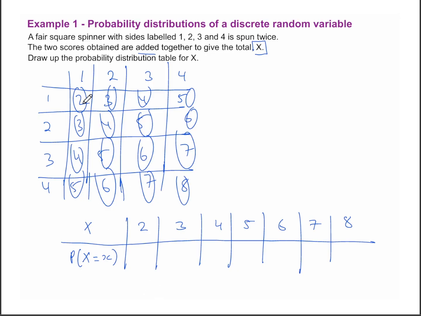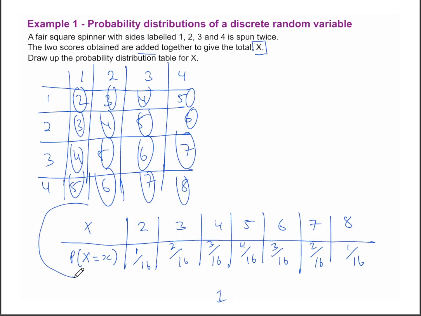From that, 1 out of those 16 is a 2. 2 out of those 16 is a 3. 3 out of those 16 is a 4. 4 out of those 16 is a 5. 3 out of those 16 is a 6. 2 out of those 16 is a 7. And 1 out of those 16 is an 8. And if you sum all of these probabilities up, you will get 1.